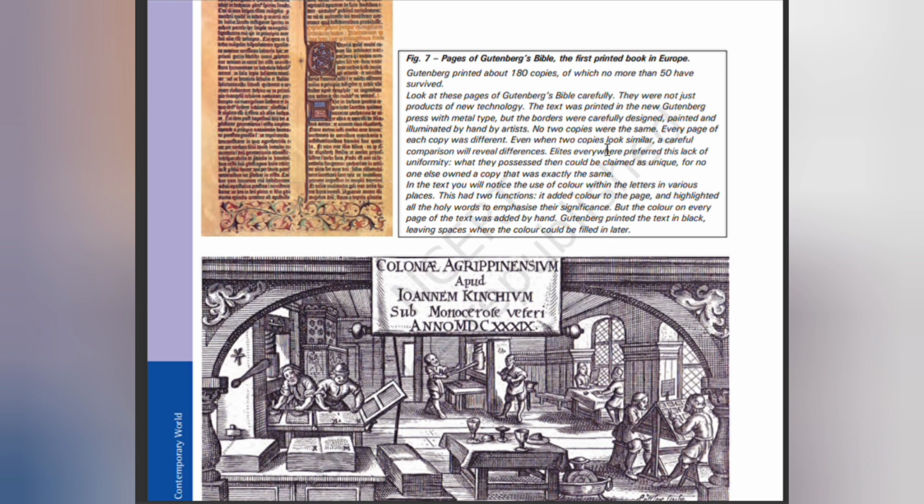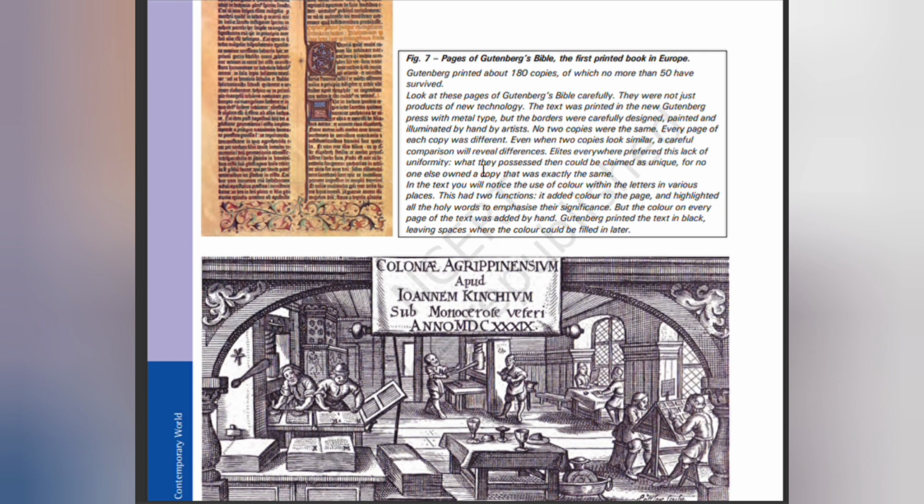No two copies were the same. Every page of each copy was different. Even when two copies look similar, careful comparison will reveal differences. Elites everywhere preferred this lack of uniformity. What they possessed, they could claim as unique, for no one else owned a copy that was exactly the same.